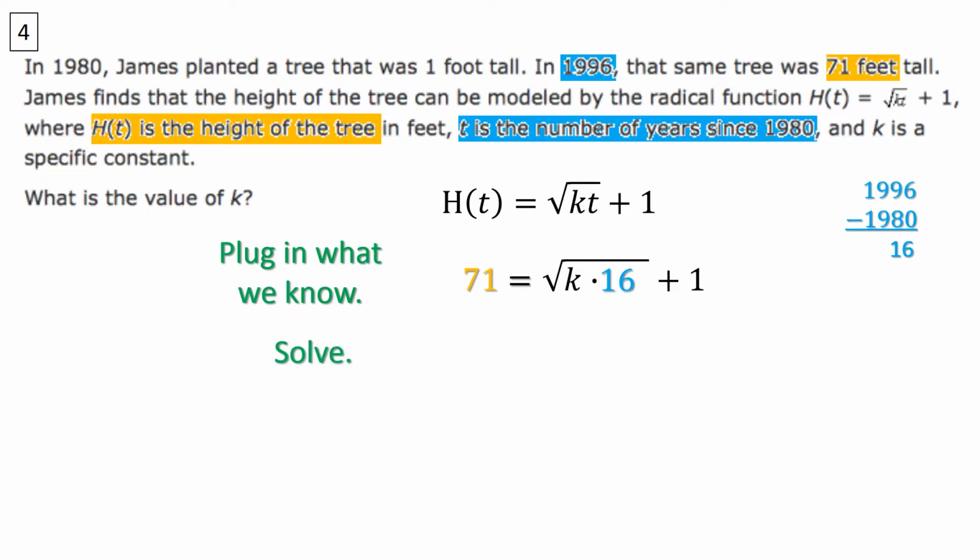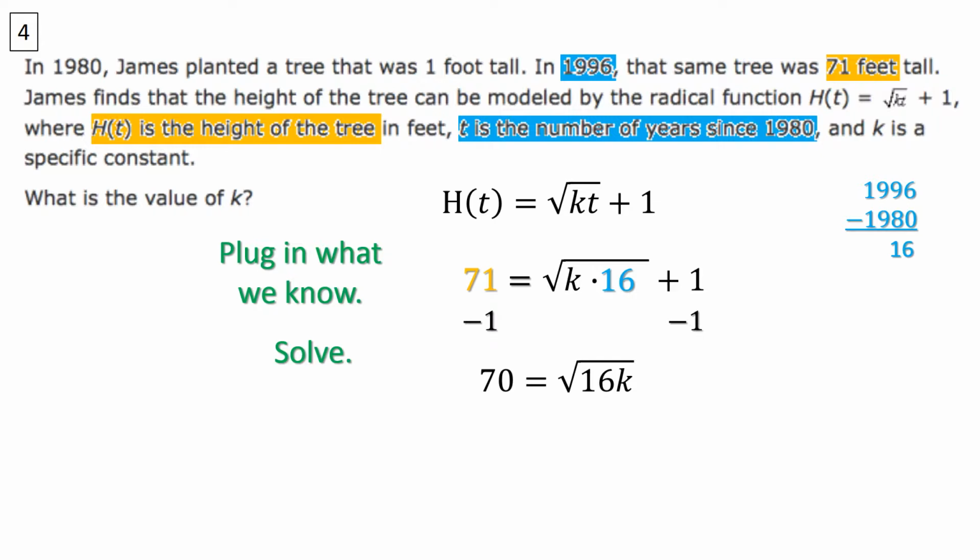So that's our next step, solve it. Well, we saw the steps earlier. Step 1, get the radical by itself. So here's my radical. I've got this plus 1 with it. It's got to go, so let's subtract 1 from both sides. 70 equals the square root of 16k.